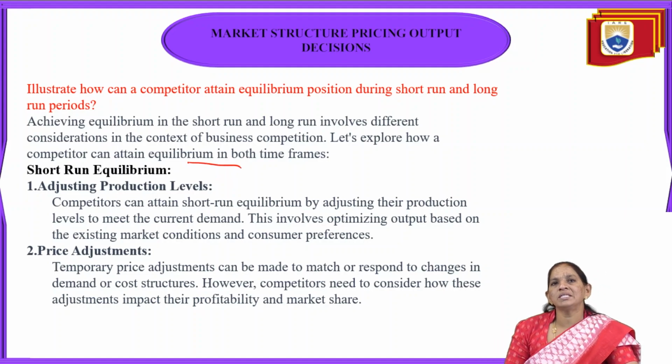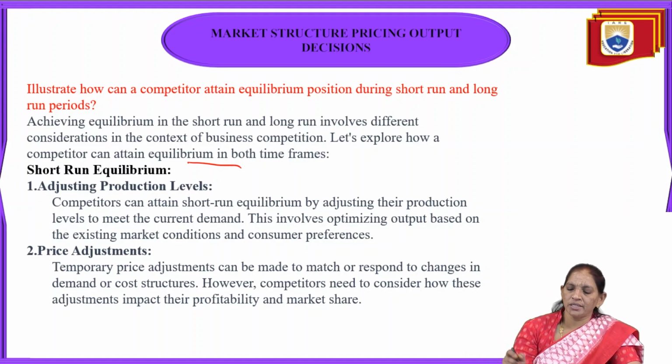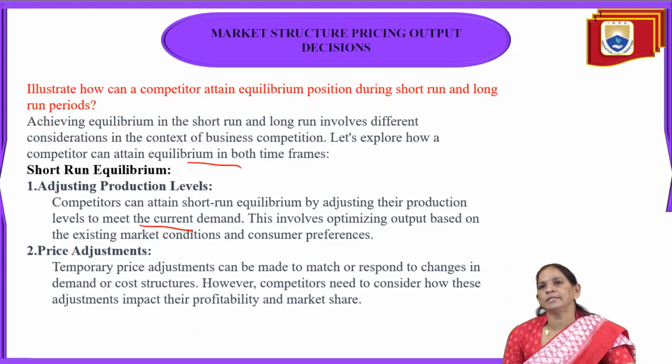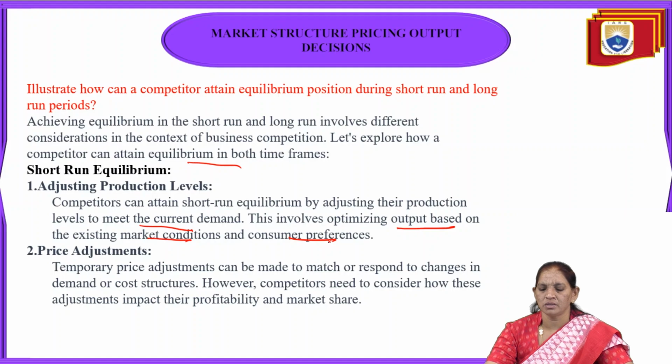So we'll explore how competitors attain equilibrium in terms of time frames. First, short run equilibrium, which involves adjusting the production level. In the short run, the time factor is limited and the time period is very short, so we should adjust production levels based upon current demand. This involves optimizing the output based upon existing market conditions and consumer preferences.